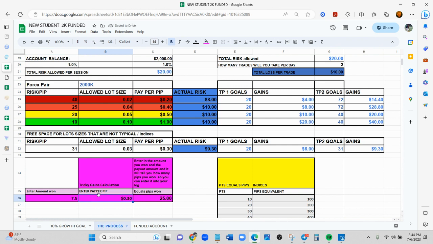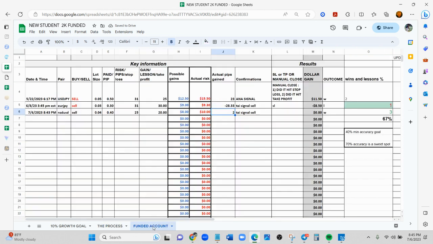And now you have to enter how much you're supposed to get paid per pip. And remember, that's 40 cents. And now we know, okay, we won 18.75 pips. So now you can actually plug that in to get the right number. It's 18.75, and now it shows $7.50. So here we can put TP1 hit, and it was a win.